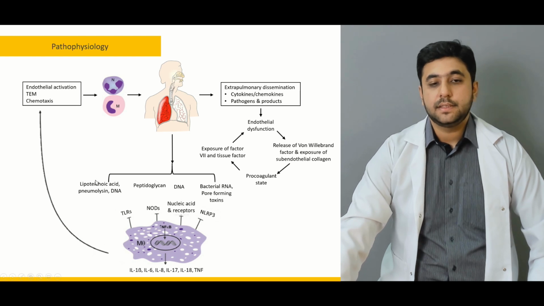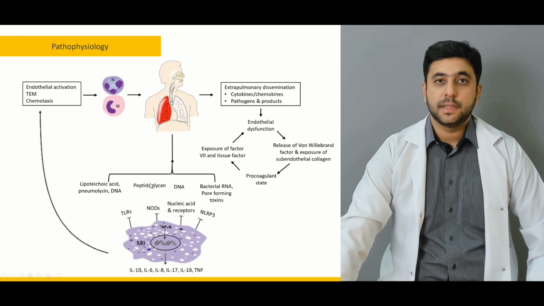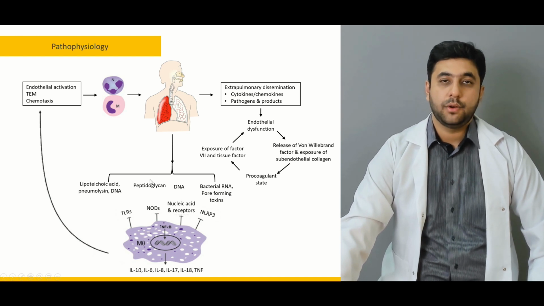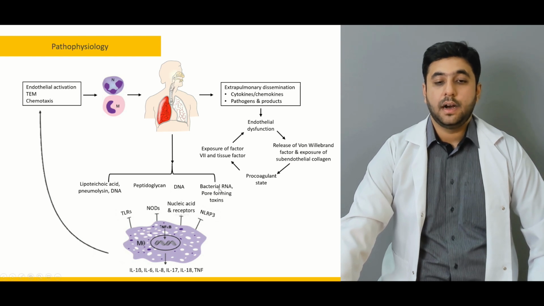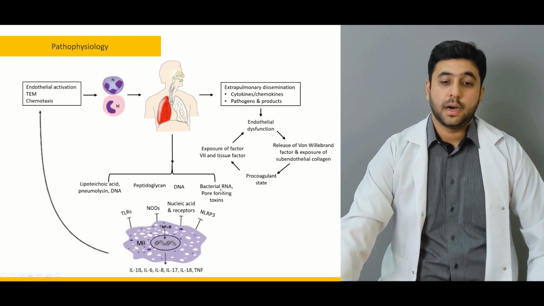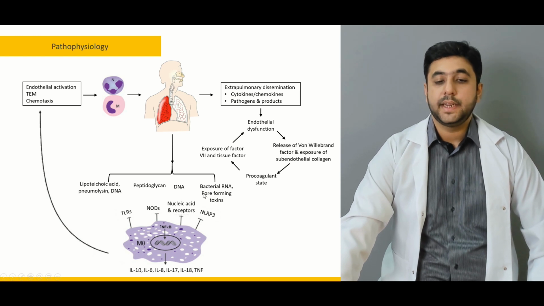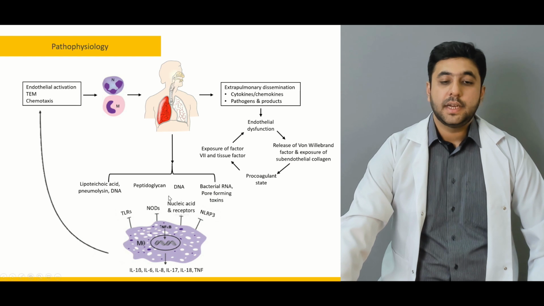So with the help of these things, lipoteichoic acid, pneumolysin, DNA, peptidoglycan, for example, the gram-positive bacteria have peptidoglycan in the cell wall. The DNA viruses have the DNA. The bacterial RNA is present in the bacteria, or some RNA viruses. Some bacteria can produce various pore-forming toxins, which are able to disarm these macrophages.